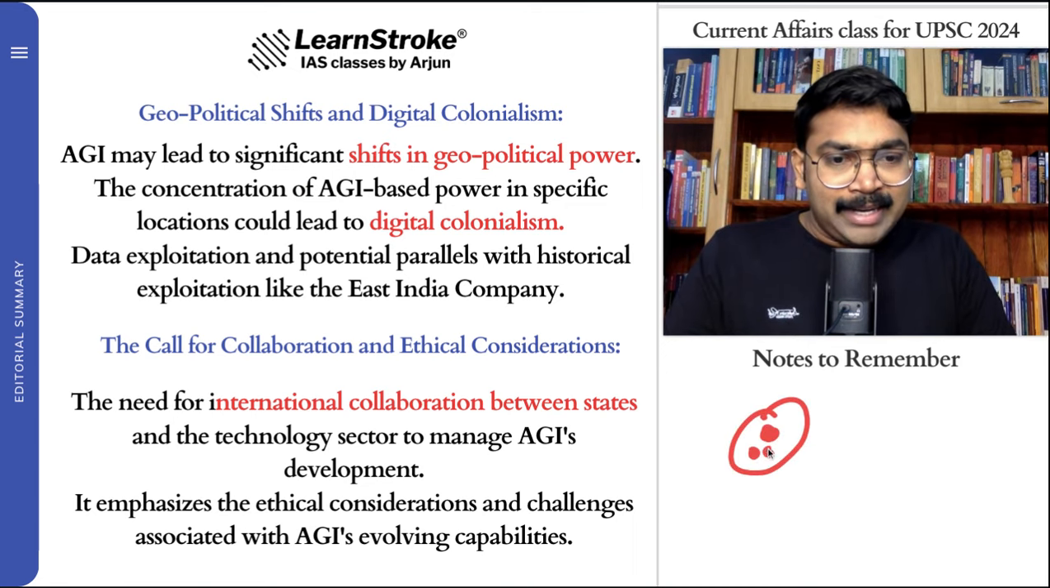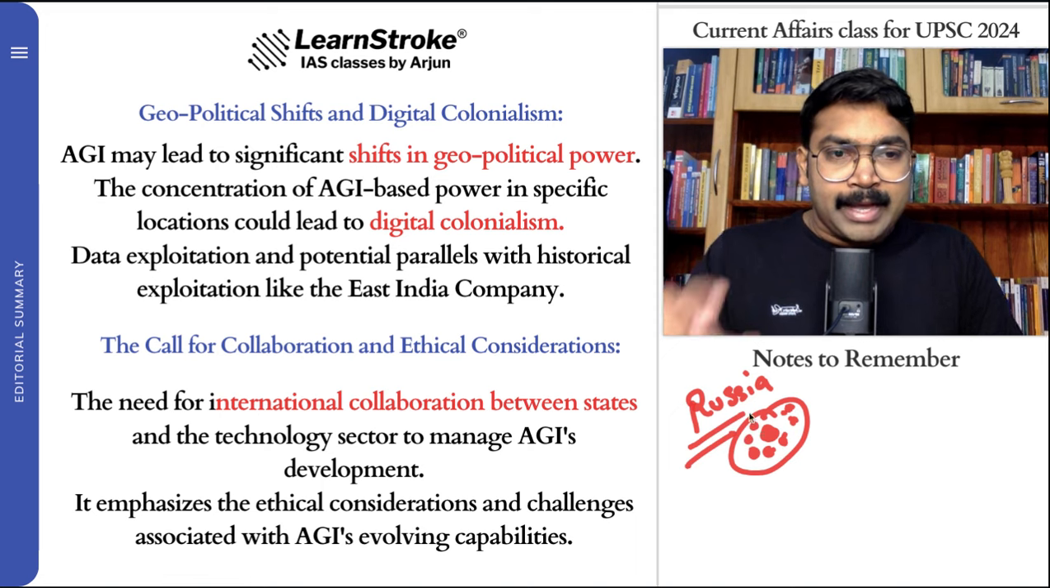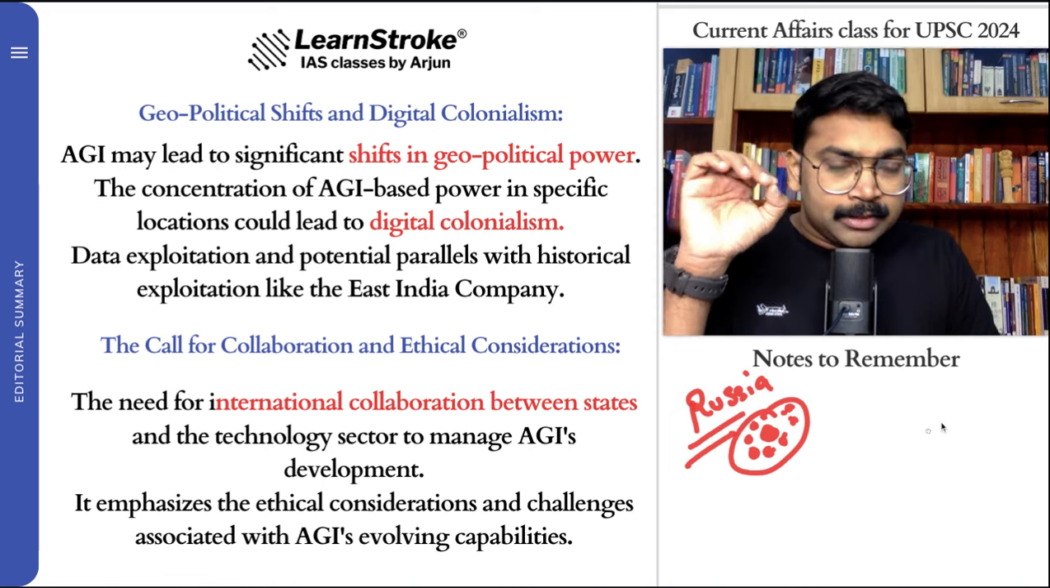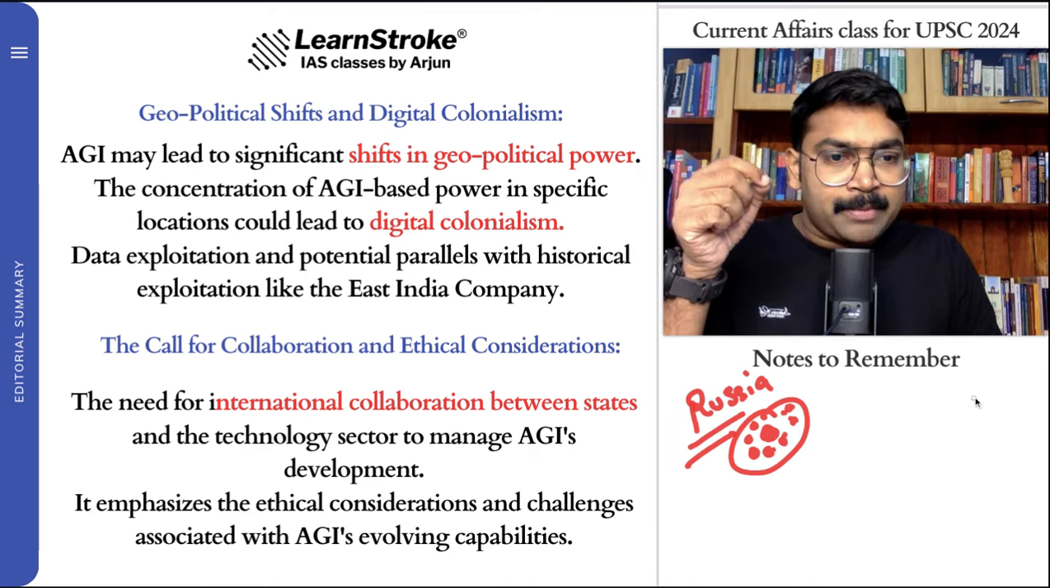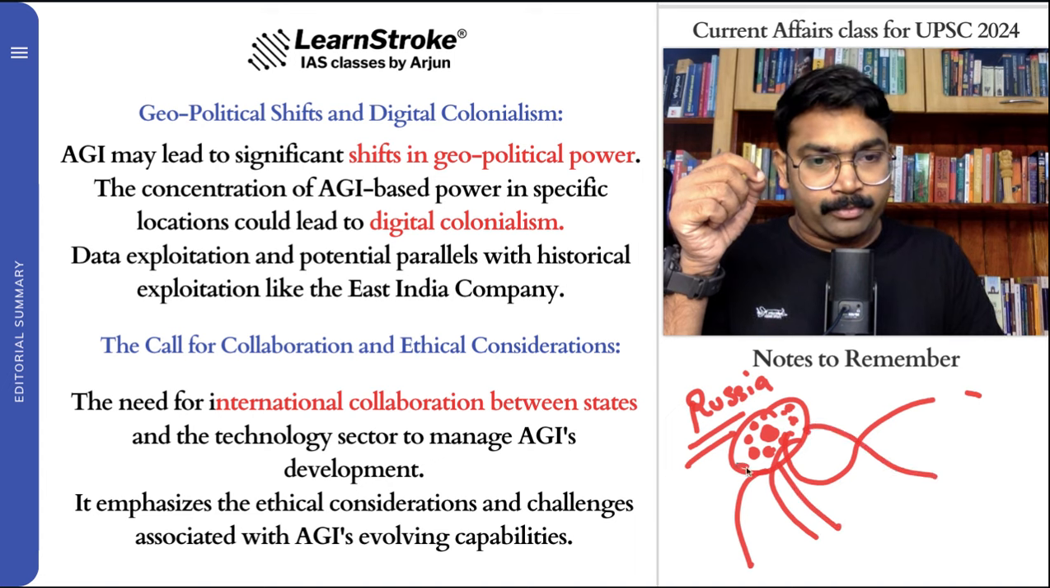AGI's center is actually in a place called, let's not say, imagine that this is in Russia, where there are a lot of hackers. Tech is it. Imagine that AGI's concentration is actually in a location like Russia. This could lead to digital colonialism. That means this place can actually colonize any place in the world digitally.